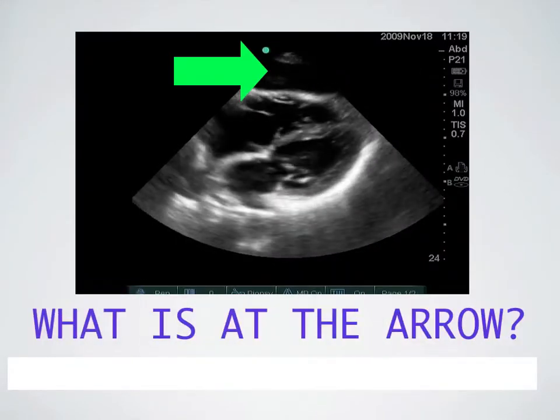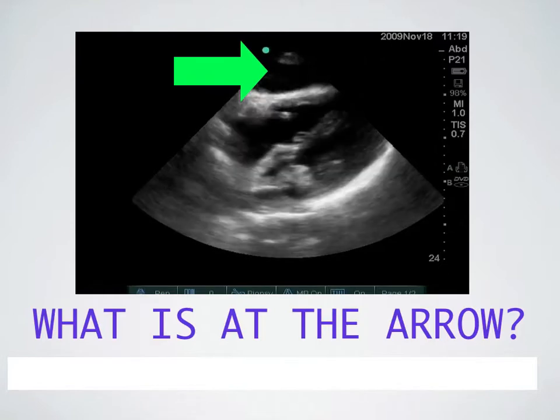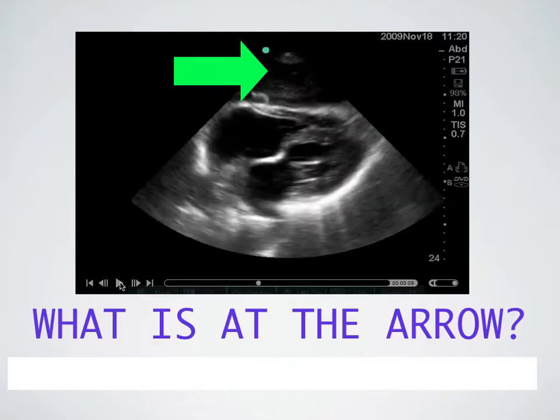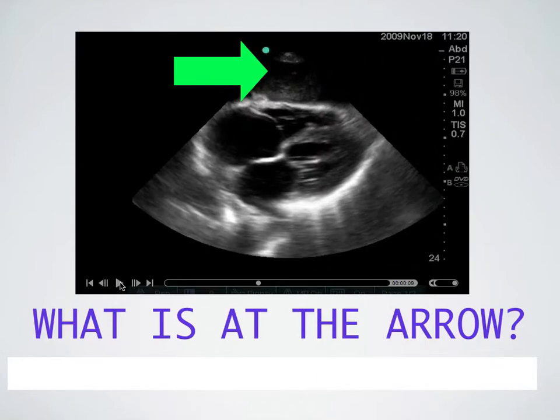Now, over here, there's another question. What's at the arrow? So let's pause this for a second and take a look. What view do we have? Well, we have the right atrium here, the right ventricle with the tricuspid valve here. Below it, we have the septum, and then we have the left atrium and left ventricle here. Above it, if this is a subxiphoid or subcostal view, we should see the liver. And in fact, we do see the liver.